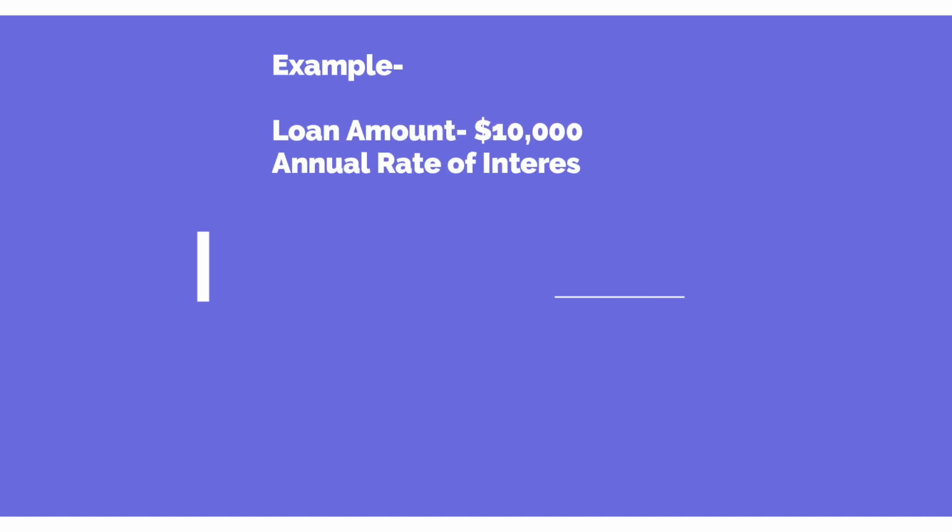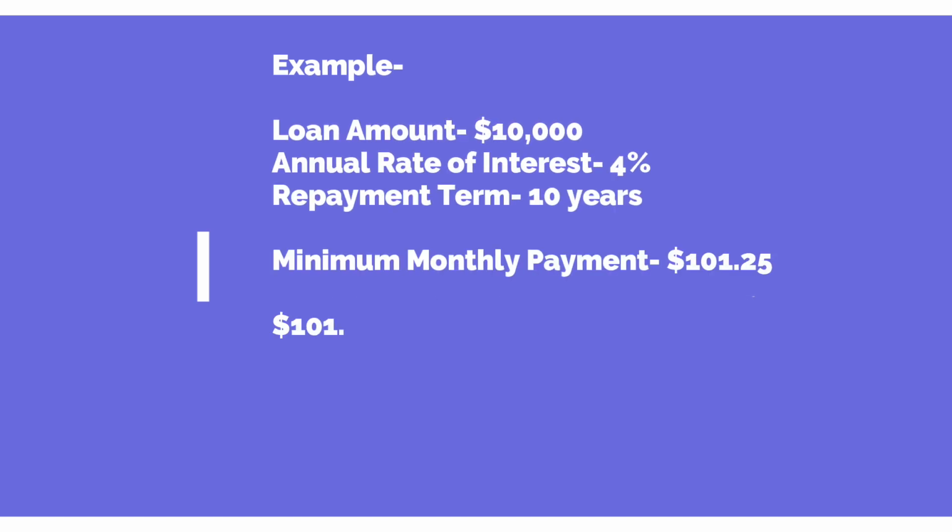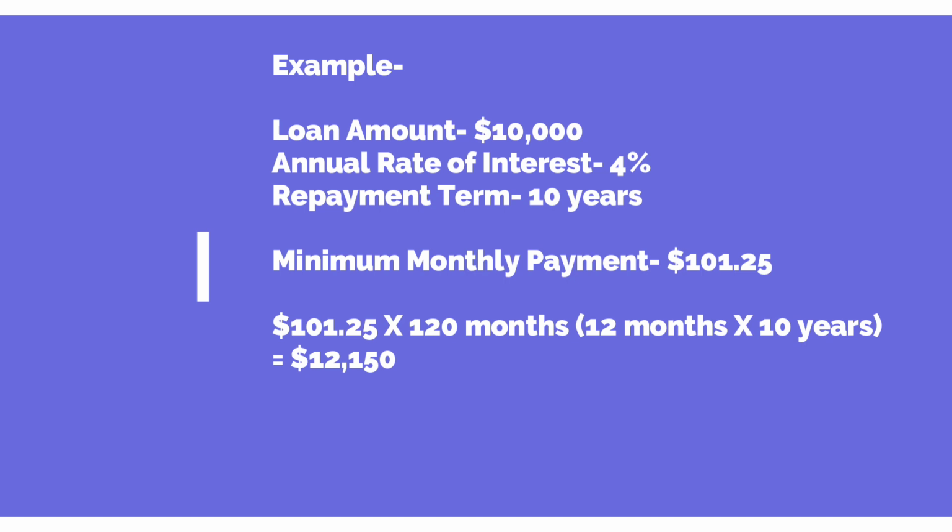So, let's see this example. If you're taking a $10,000 loan with an annual interest rate of 4% and a 10-year repayment term, then it will look something like this. You will be paying a minimum monthly payment of $101.25, and if you calculate 12 months into 10, that comes out to 120 months, and you will be paying a total of $12,150.